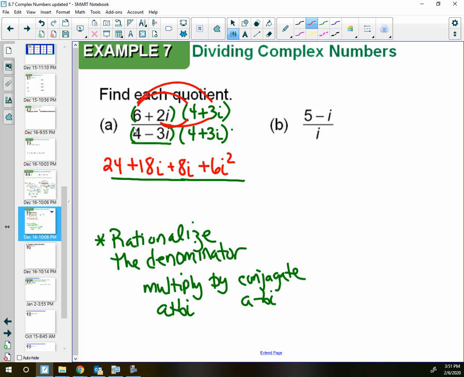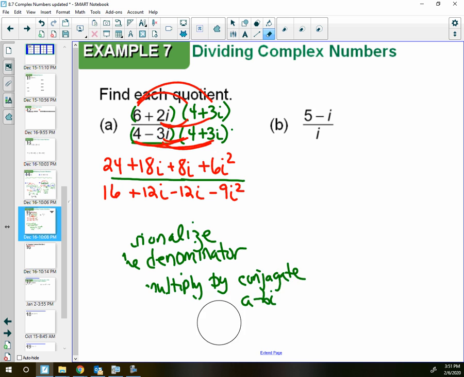Denominator, we can do the same thing. First, that's going to give us a 16. Outsides, we get a 12i. Insides, we get a negative 12i. And then last, we get a minus 9i squared. So all of our work from here on out is just simplifying and putting together some like terms. This is called rationalizing the denominator.